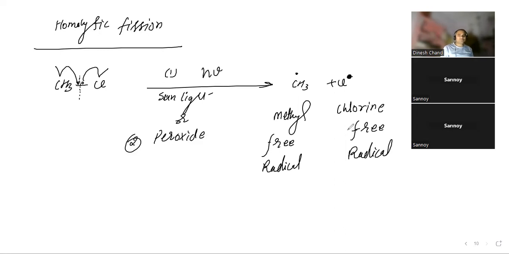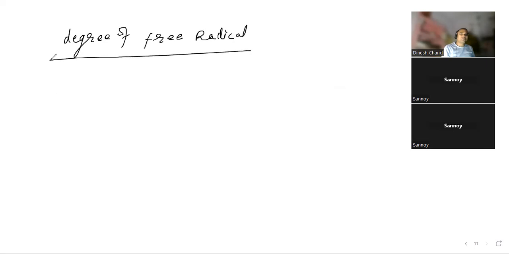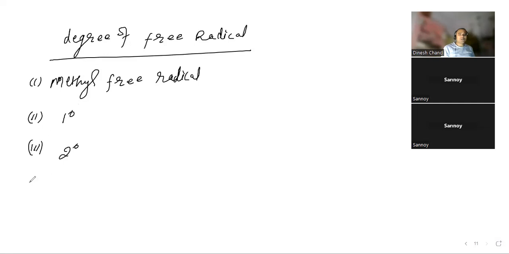Done? Yes, done. Next we are going to study the degree of free radical. First one is the methyl free radical. Second is 1 degree, third one is 2 degree, and the fourth one is 3 degree.